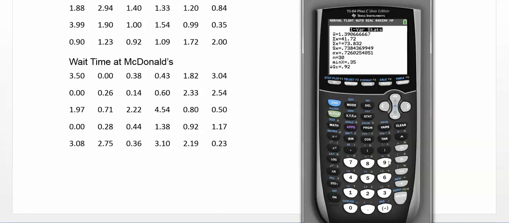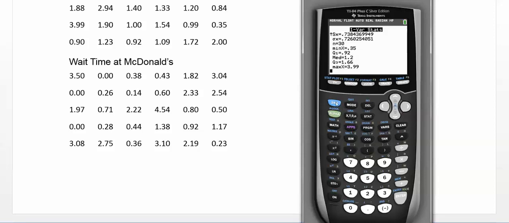Anyways, if I hit one of our stats and hit enter, it gives us the X bar. The calculator thinks it's a sample, and that's fine. So it gives us the sample mean, the standard deviation of the sample and standard deviation of the population, and then a whole bunch of other information which we will eventually get to learning what all this means.